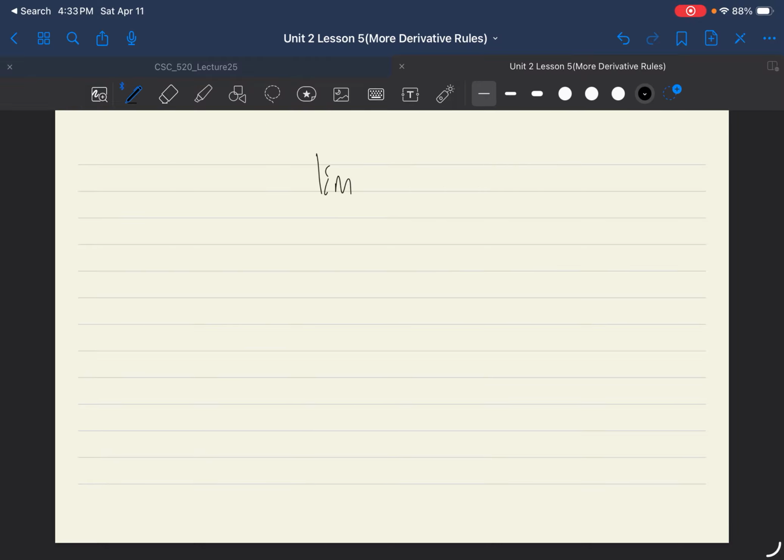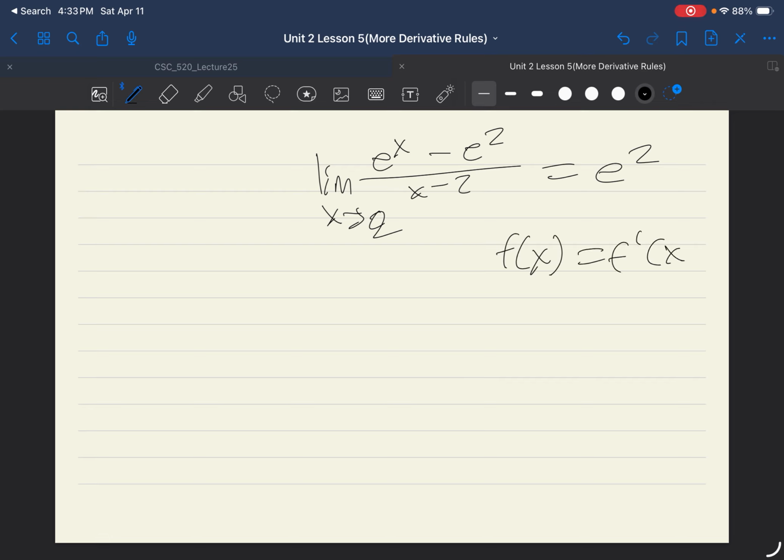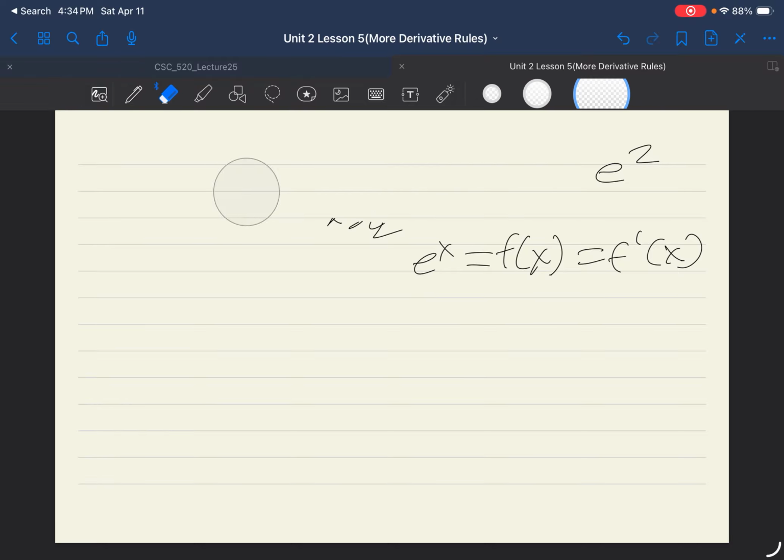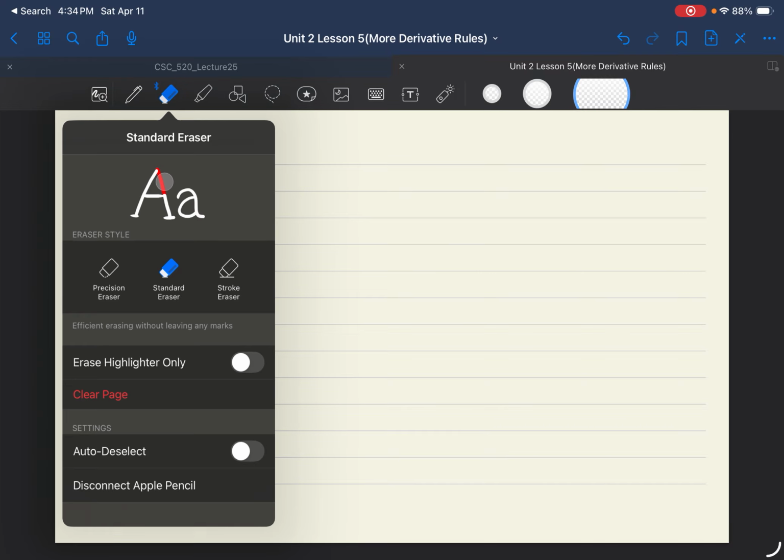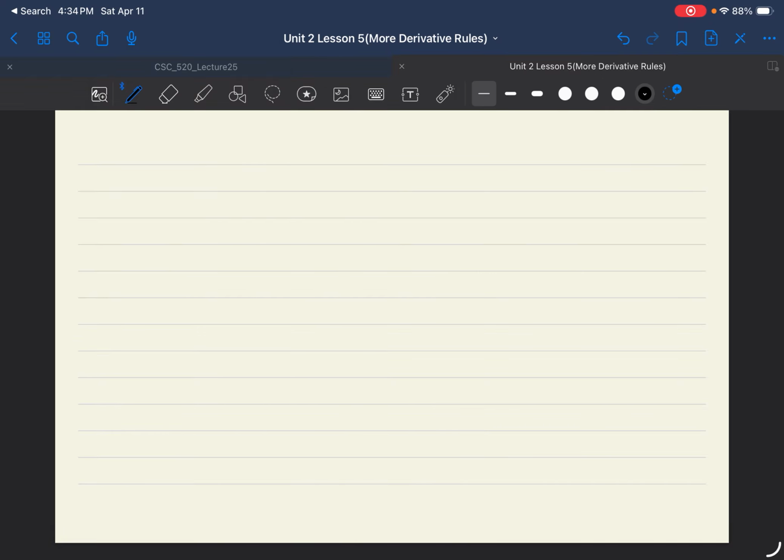Again, if you see anything with a point, like, let's say, e to the x minus e squared over x minus 2, and x is going to 2, then you'll automatically know that this is e squared. You don't even have to think about it. Because f of x is equal to f prime of x if f of x is equal to e to the x. And so on and so forth, right? All right, that was pretty simple. That was the first rule.